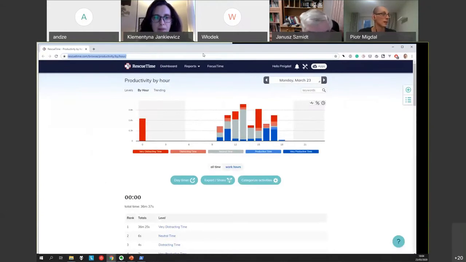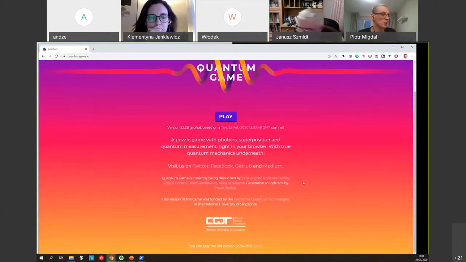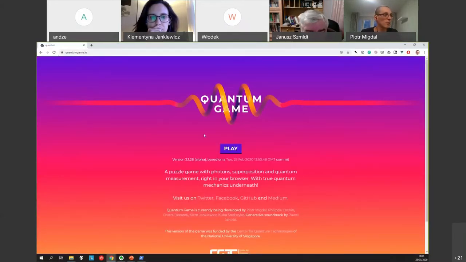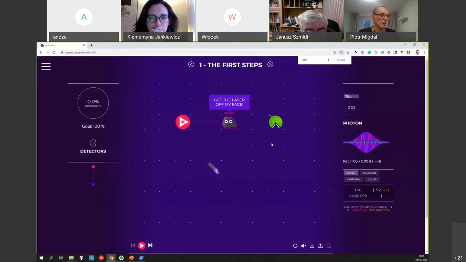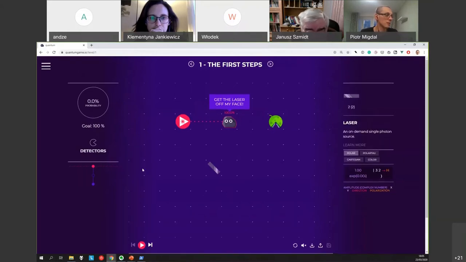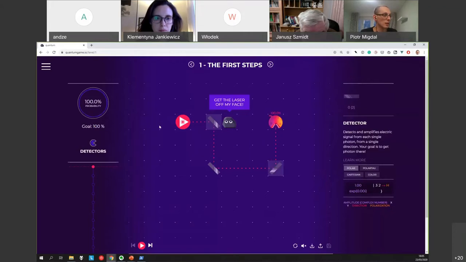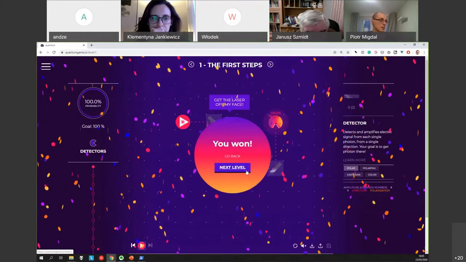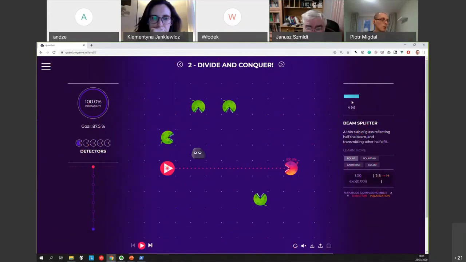Okay. So when it comes to the game, before we give a talk, we want to show how it works, more or less. It's online, it's quantumgame.io. When you play it, it's a puzzle game with actual elements from quantum optics. For example, here you have a single photon emitter, some mirrors, and the goal is to make this photon reach the target. And if you do so, you get this congratulation screen. And step by step, it gets more and more complicated.